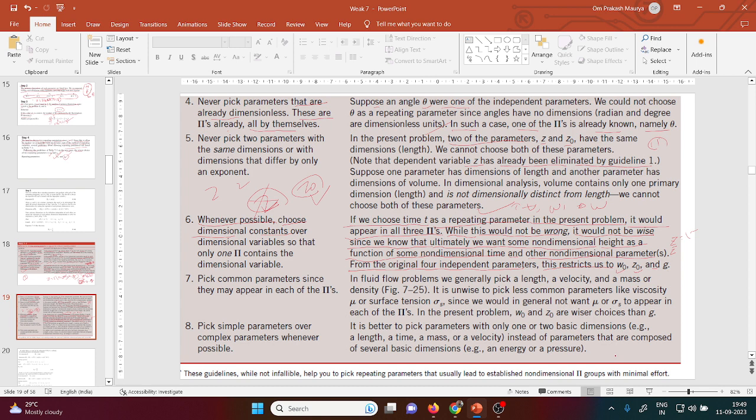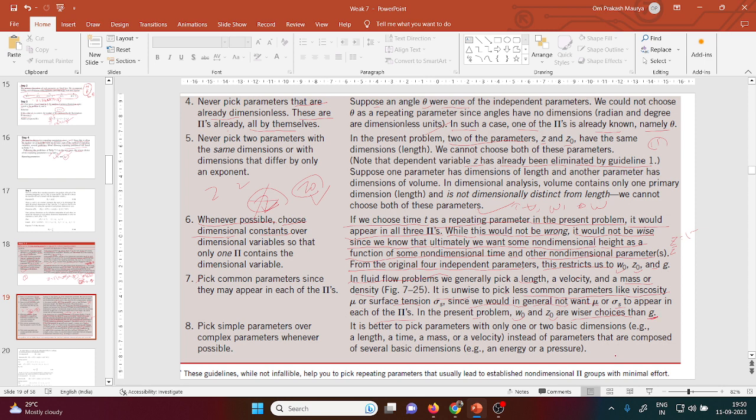What is 7? Pick up common parameters since they may appear in each pi. What is the meaning? In a fluid flow problem, we generally pick up length, velocity and mass or density. It is unwise to pick up less common parameters like viscosity or surface tension, since we would in general not want mu and surface tension to appear in each of the pi's. In the present problem, W naught and Z naught are wiser choices than G.